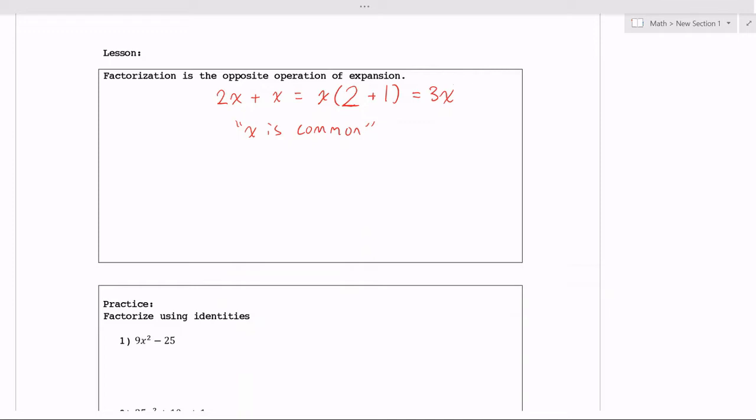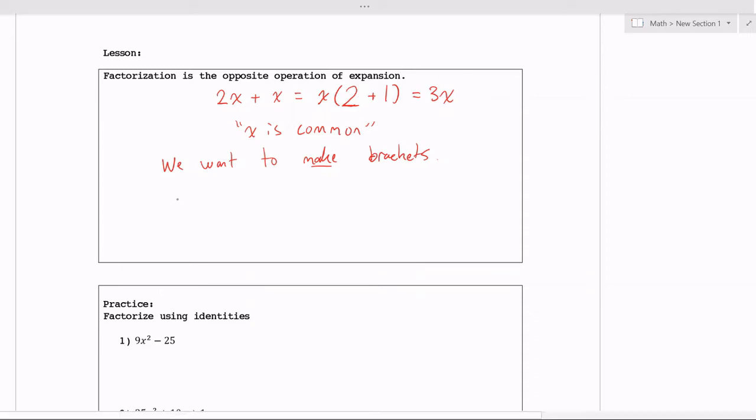In general, we want to make brackets. This is opposite of what we've done before. We've done lots of expanding, but we haven't really tried to make brackets this year. We're going to try to do that.